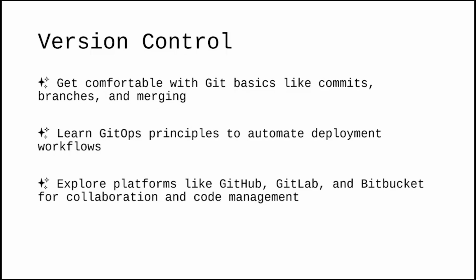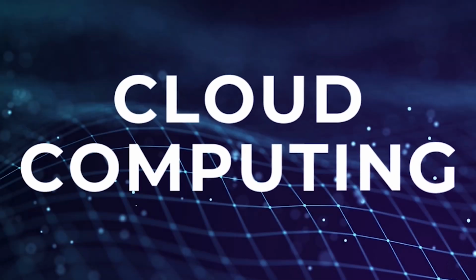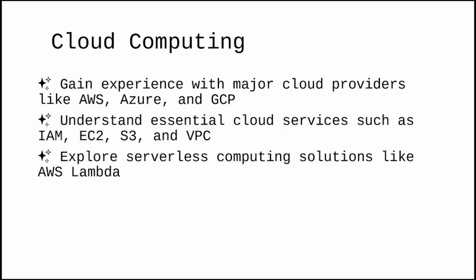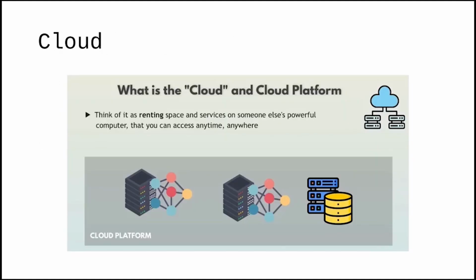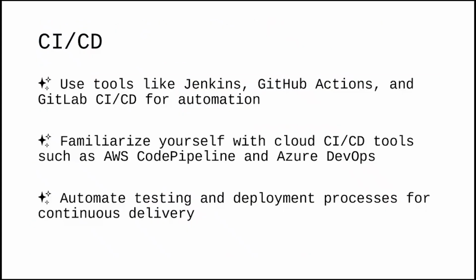Next is cloud computing. The importance of cloud to DevOps is fundamental as it provides the infrastructure and tools necessary to streamline and automate the software development and deployment lifecycle. Here's a breakdown and a simple analogy for you to understand. Setting up a food truck business.